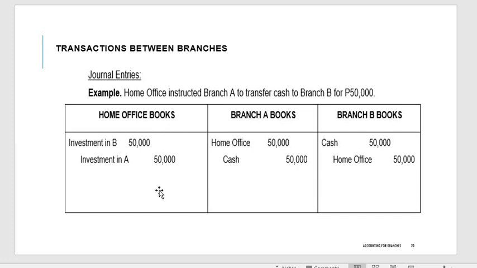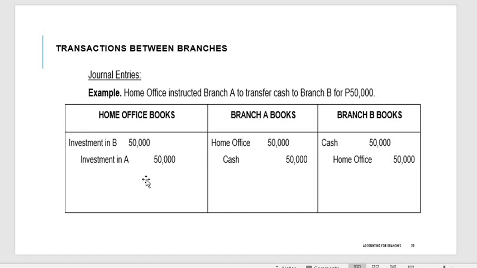So, yung entry niya, we have investment in branch B, kasi it will increase yung investment niya kay branch B but will decrease sa investment in branch A. So, sa entry ni branch A, debit home office, credit cash.